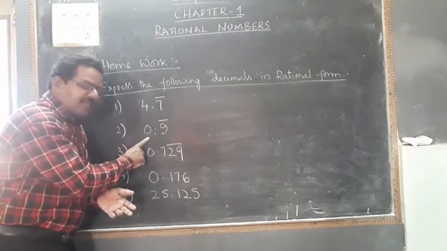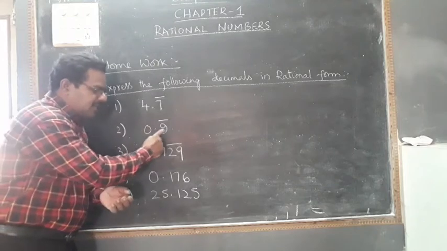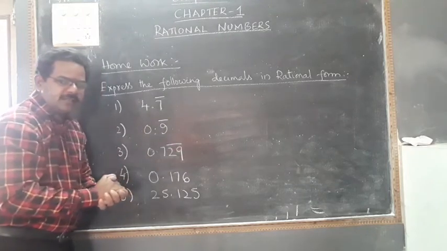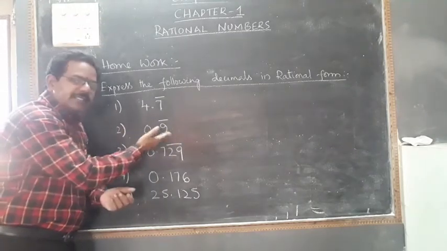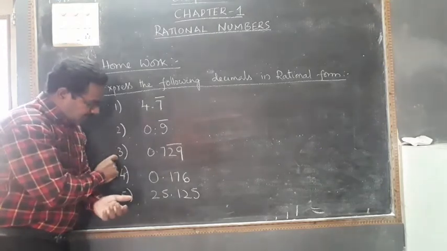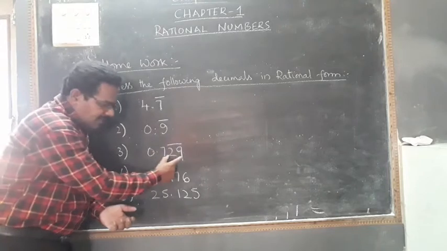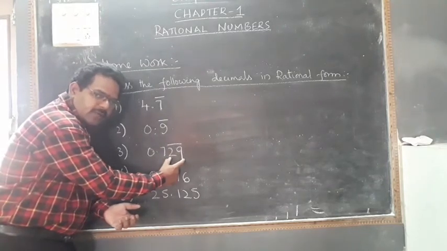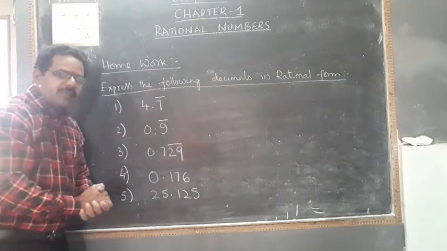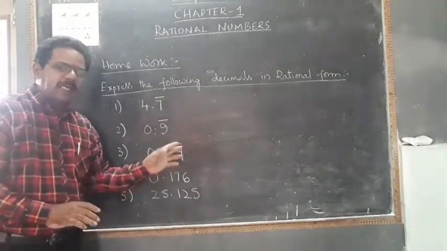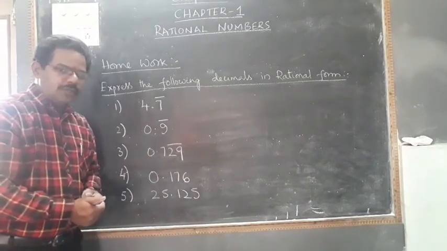Same like this. The second one is 0.9 bar. Here only 9 is repeating. Let x is equal to 0.9999 like this. So multiply both sides of the equation with 10. Again you can get x is equal to some P by Q form. Next the third one, here 0.729 bar. The bar is only for 29. So here two digits are repeating, which means we have to multiply both sides with 100. After solving you can get the solution.